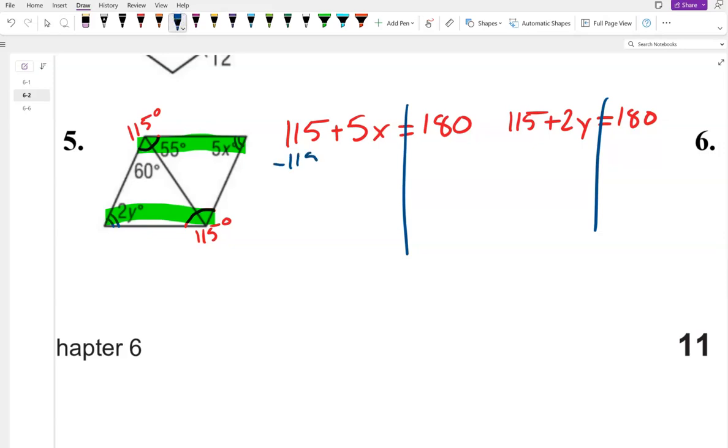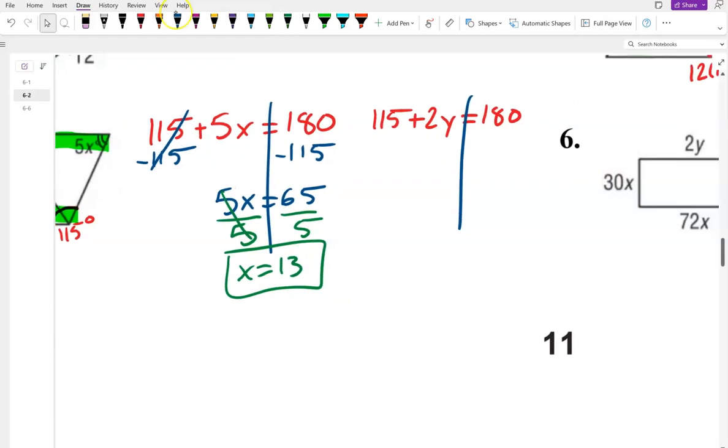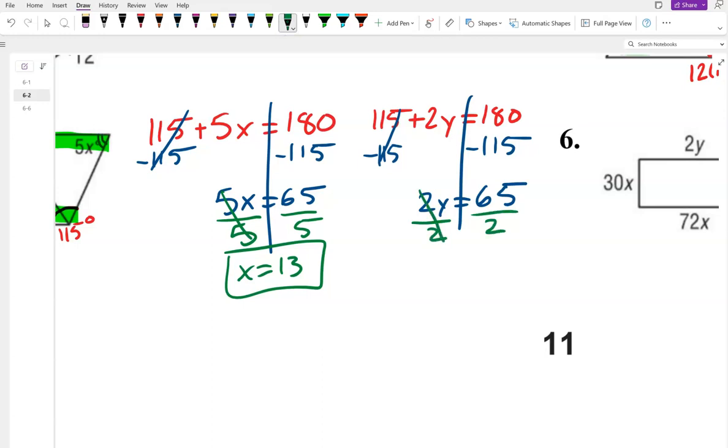So I'm going to go ahead and solve through this. So subtract 115. So that gives me 5x equals 65. And then I just divide by 5. And I get x equals 13. Okay. And then you do the same thing on the other one. Most of the math to start with is actually the same. So it shouldn't be anything too complicated. So minus 115 gives me 2y equals 65. The only difference really on this one is, yes, you will get a decimal, and yes, that is okay, right? So y equals 32.5. And that's it.